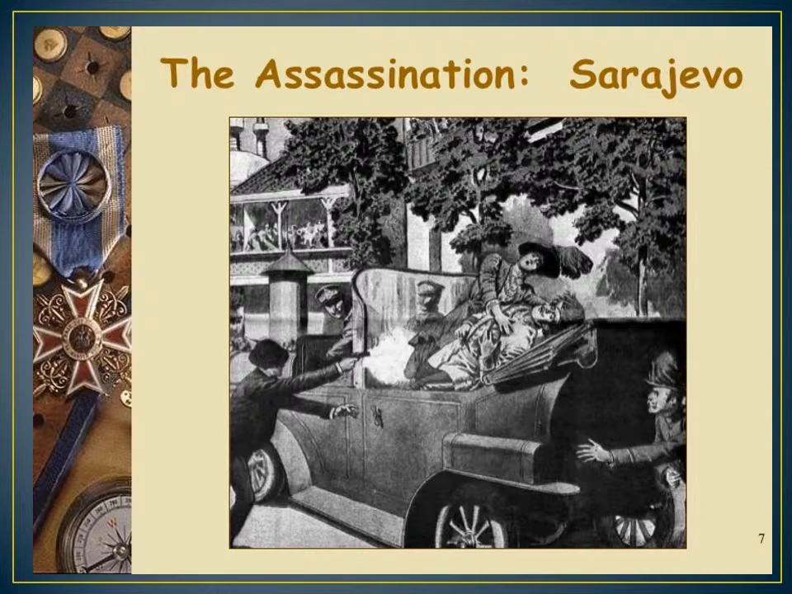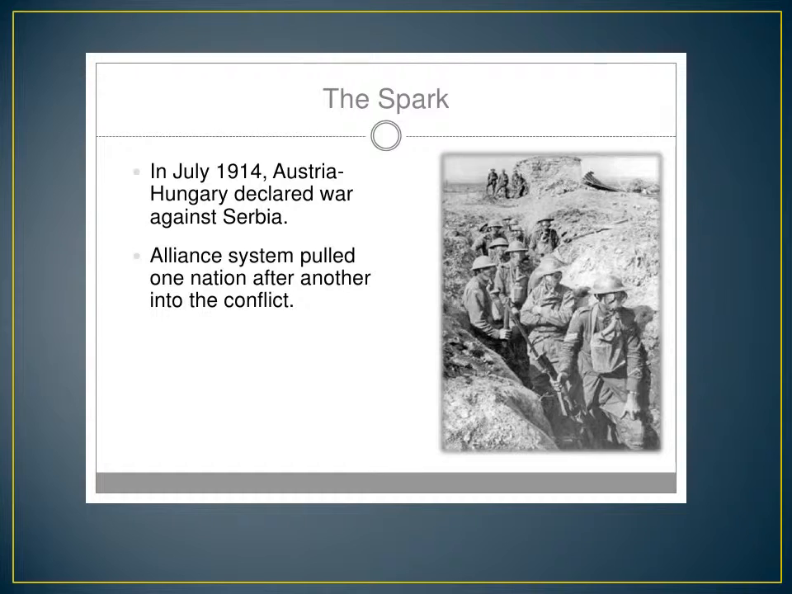And there's a famous artist drawing of the time. You can see Gavrilo Princip on your left holding the gun, shooting. He shoots both the Archduke and his wife right there in their car, and they're killed. And that is basically, as I said, the spark that's going to start World War I, or the Great War.